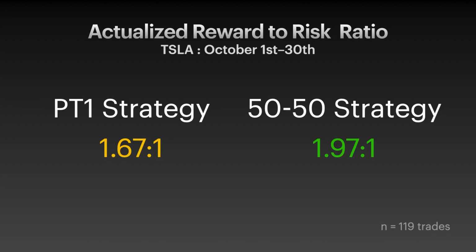The final actualized reward to risk ratios for Tesla were 1.67 to 1 for the profit target 1 strategy and 1.97 to 1 for the 50-50 strategy. Because the average losses and wins were similar, the reward to risk ratios are also similar to the SPY's. However, given the 55% win rate on Tesla, these reward to risk ratios are really good.